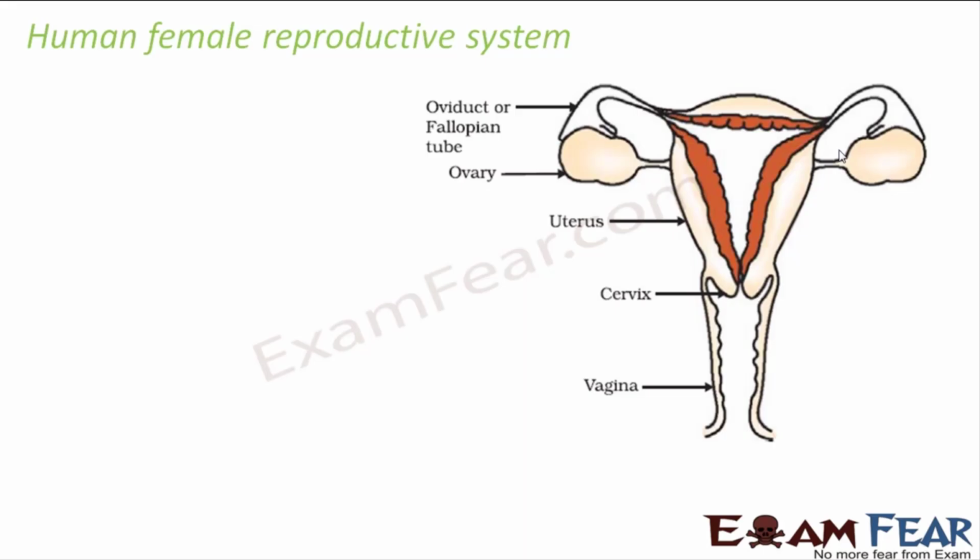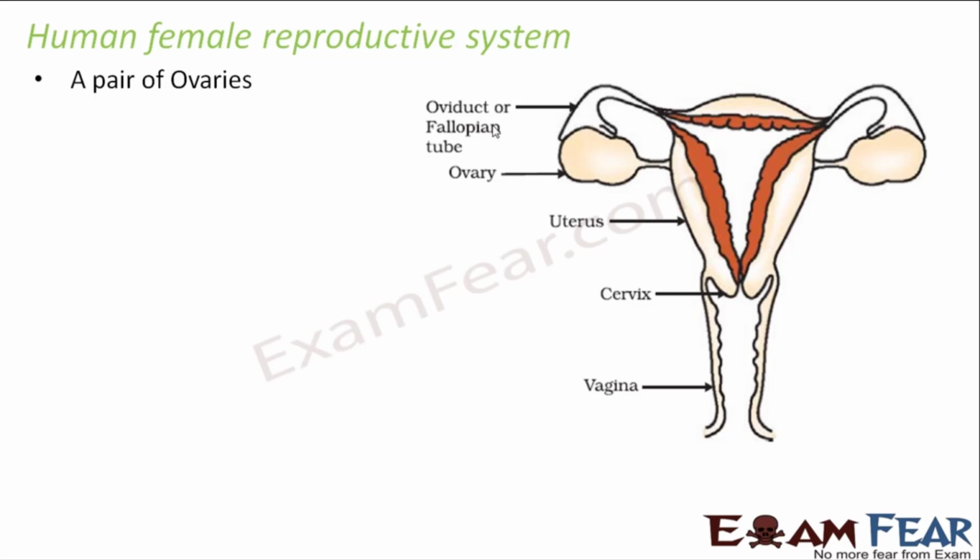So now that we have got an idea about the human male reproductive system, let us talk about the reproductive system in females. Now we know how the male germ cells are produced and how they enter the female body. Now let us see how the female germ cells are produced. So let us first understand the different parts of the female reproductive system. It consists mainly of a pair of ovaries. Ovaries are the most important part of the female reproductive system.